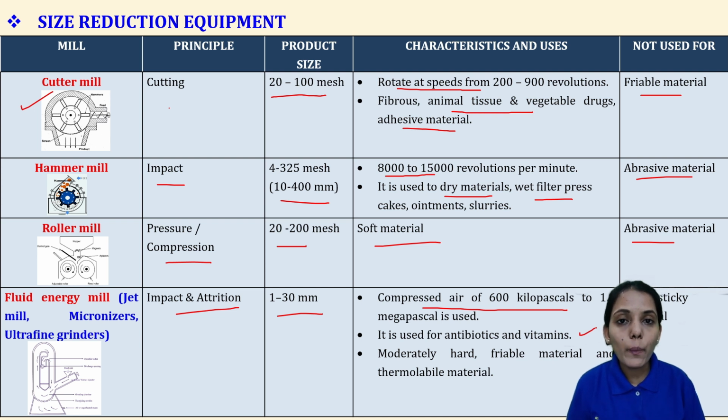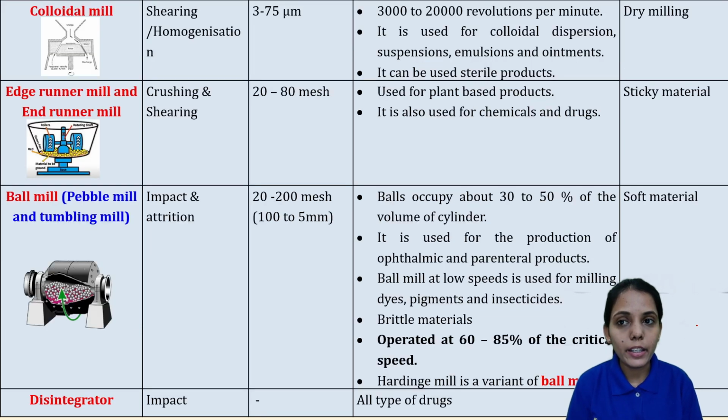Remember, which of the following instrument is used for size reduction of antibiotics and vitamins. Moderately hard, friable material and thermolabile, because here there is no generation of any temperature. So thermolabile materials, and that is the reason antibiotics, vitamins can be easily size reduced, but it is not used for soft and sticky material.